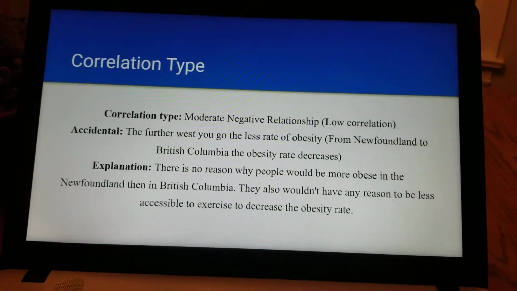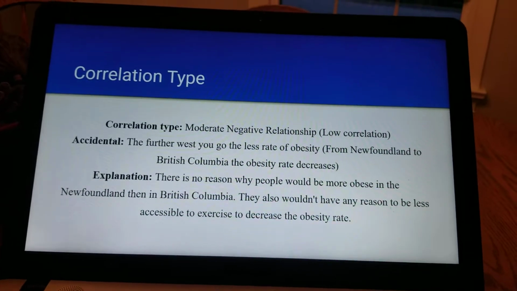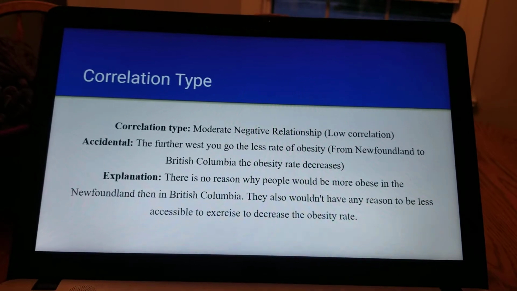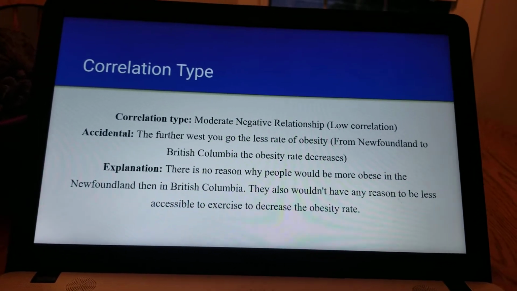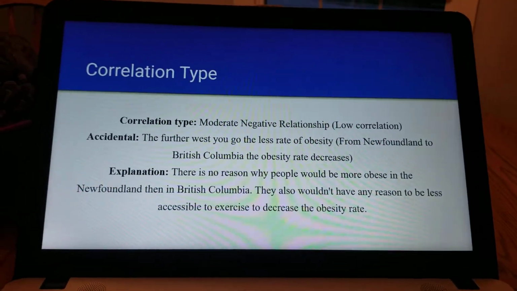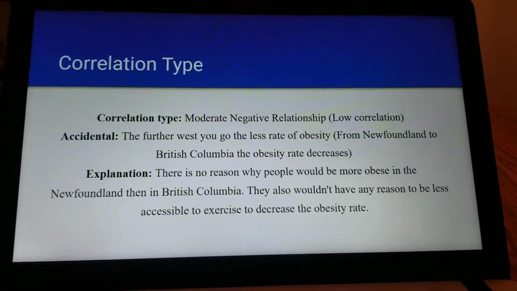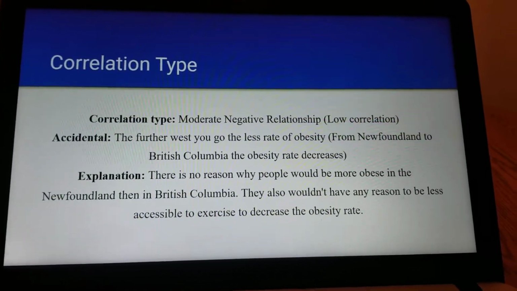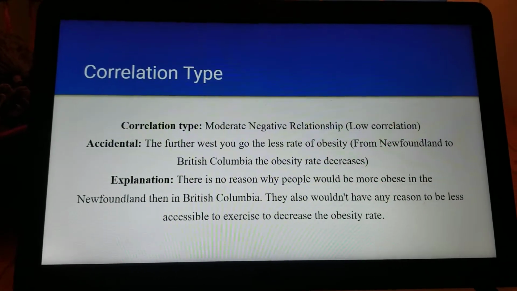So the correlation type for obesity is a moderate negative relationship, which is a low correlation. And I thought that it was an accidental correlation because the farther west, which is the farthest from Newfoundland to British Columbia, the rate of obesity decreases. And I believed that there was no reason why people would be more obese in Newfoundland than in British Columbia because they have no less accessibility to exercise to decrease the obesity rate.